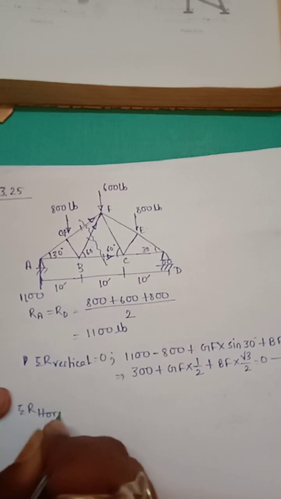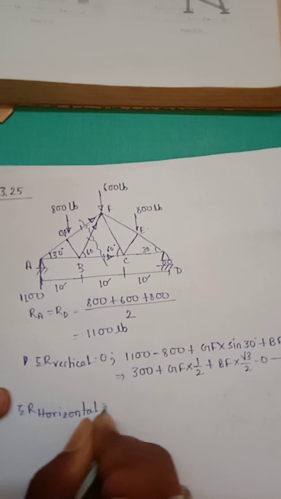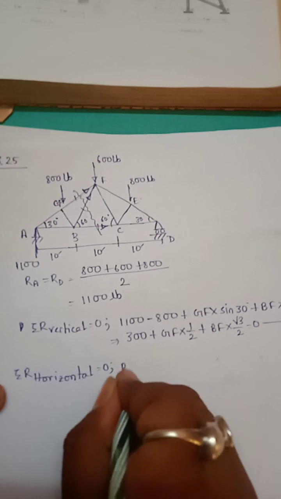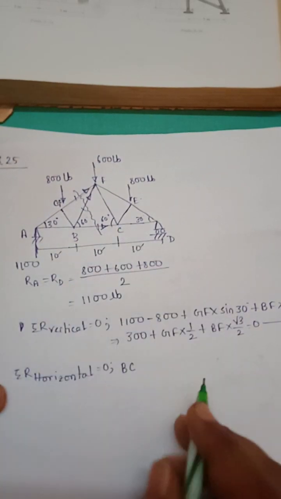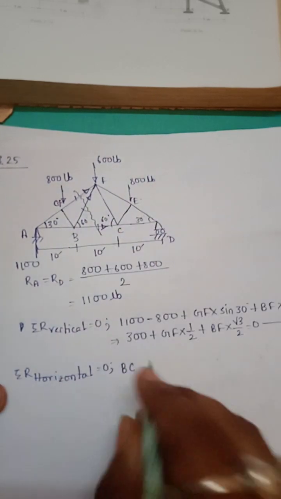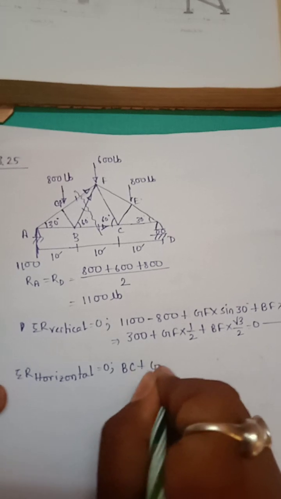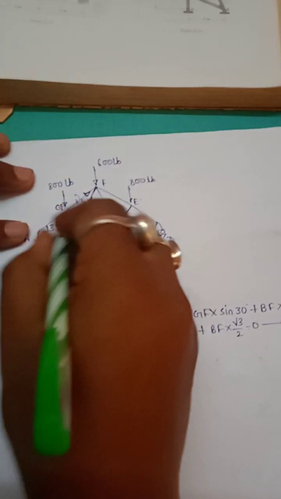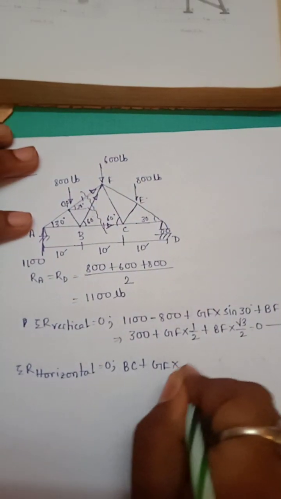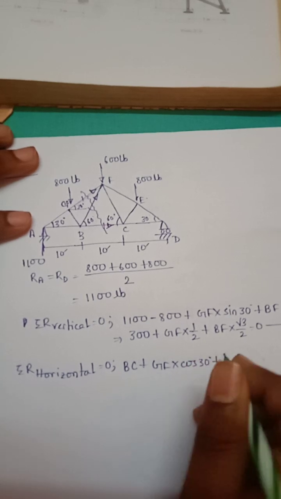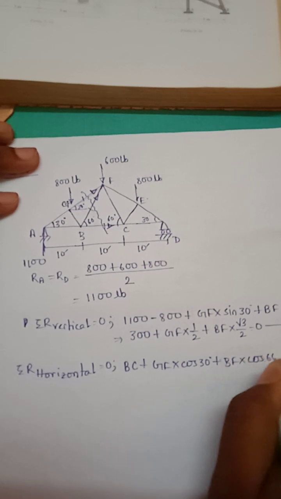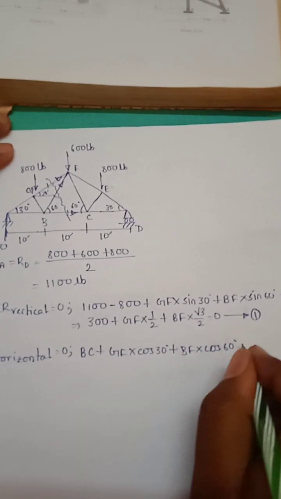Summation R horizontal equal to 0. BC and no outward horizontal force. So BC, so all these members, GF into cos 30 degree plus BF into cos 60 degree is equal to 0.